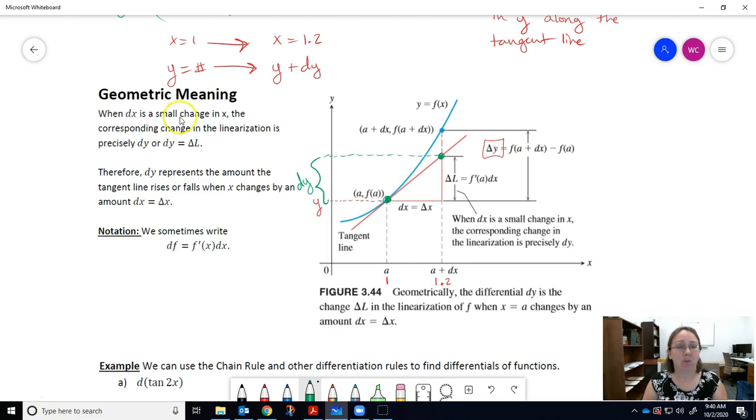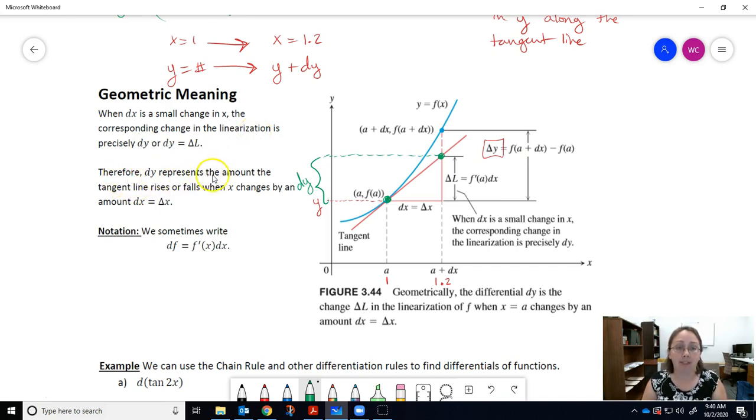All right, so let me read this just to make sure there's nothing else here that you might find useful. So when dx is a small change in x, the corresponding change in the linearization, the tangent line, is precisely dy. Not the change in the function, the change in the linearization or along the tangent line.